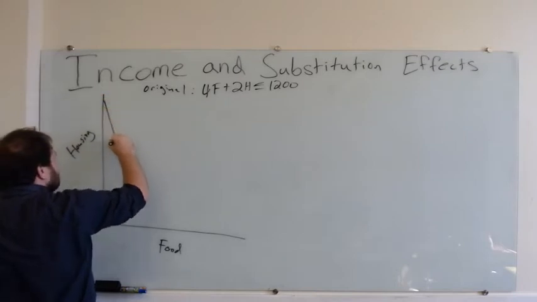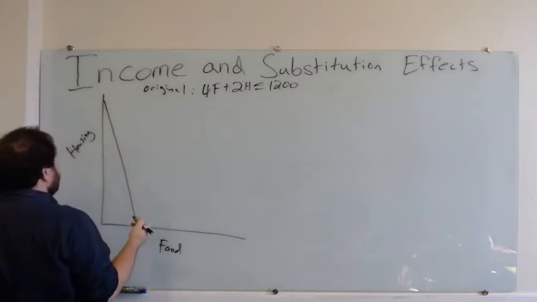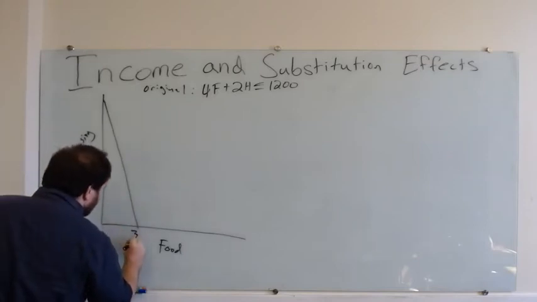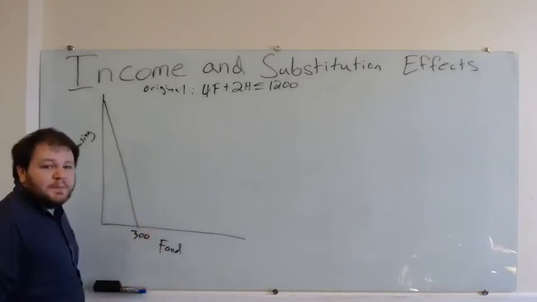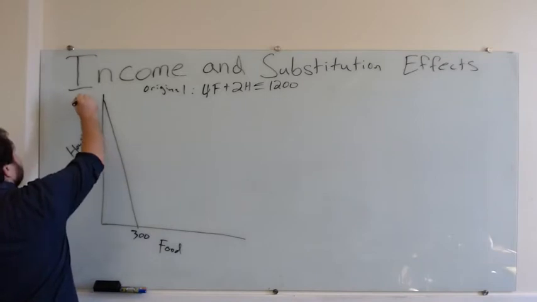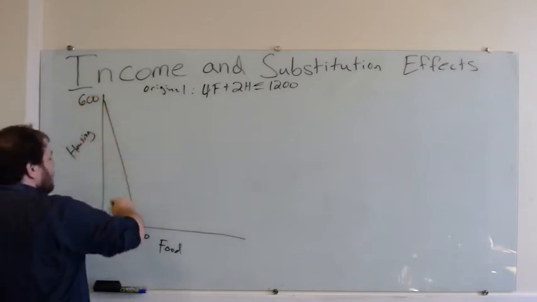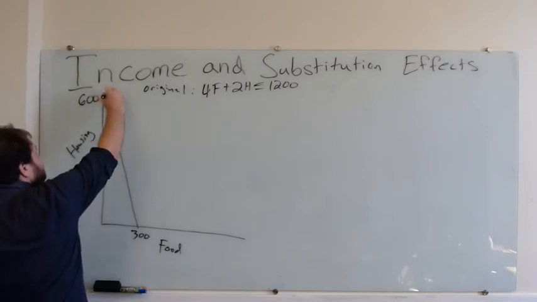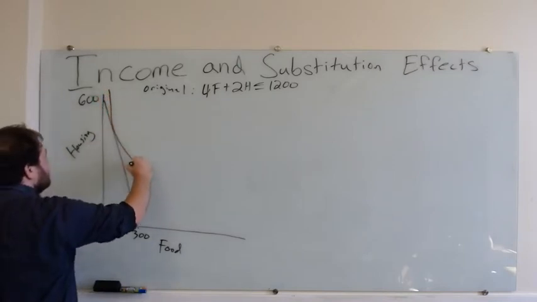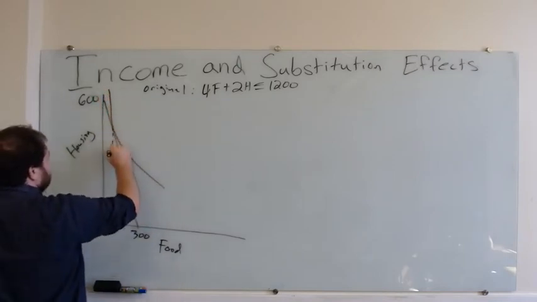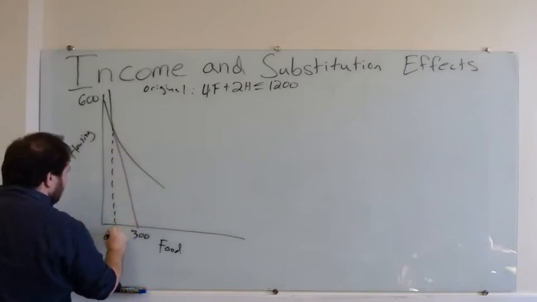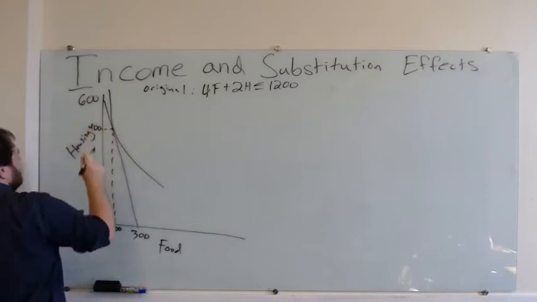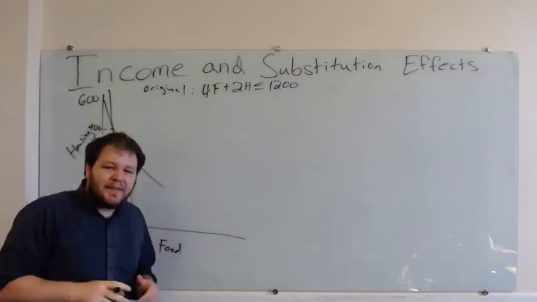So if we draw this, it might look something like this. If you spent all of your money on food, you could buy up to 300 Lunchables. If you spent all your money on housing, you could get a 600 square foot apartment, or anything in between. And let's imagine that your optimal choice, given these options, is to get 100 Lunchables and a 400 square foot apartment. Let's just say, we're just making things up.